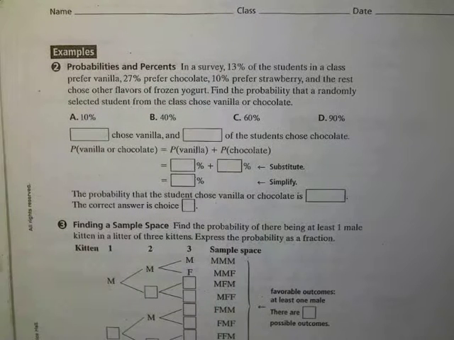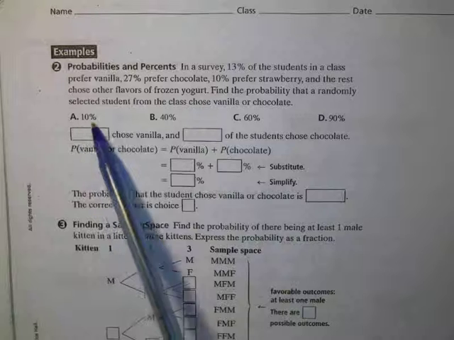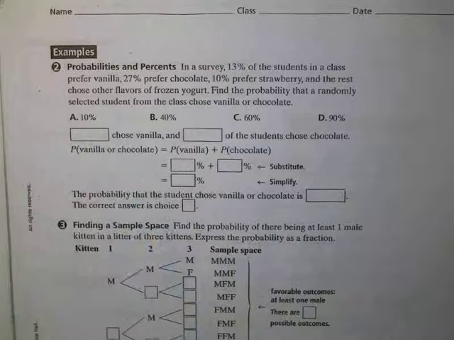And this one is probabilities and percents. In a survey, 13% of the students in a class prefer vanilla, 27% prefer chocolate, 10% prefer strawberry, and the rest chose other flavors of frozen yogurt. Find the probability that a randomly selected student from the class will choose vanilla or chocolate. And here, this is a multiple choice question, so you see what those are.